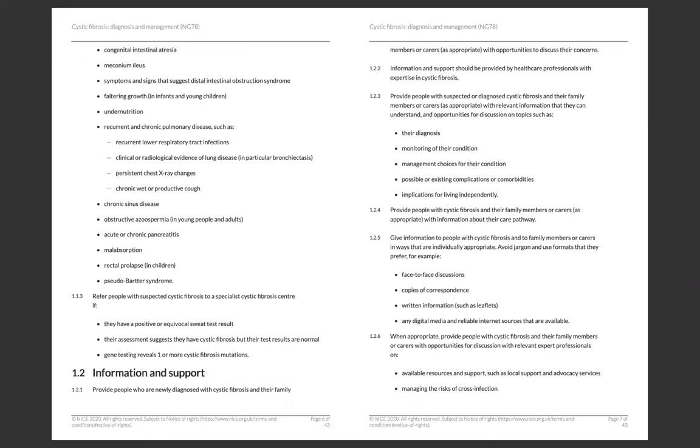And other genetic study is not available, so only the delta 508 gene we can test. 70 to 80%, currently 80%. So we cannot say that gene study is confirmatory. But this is the only test we are left with, like the sweat test?